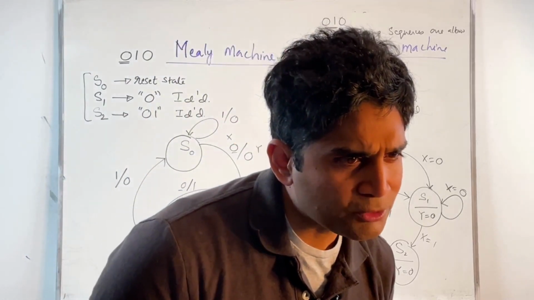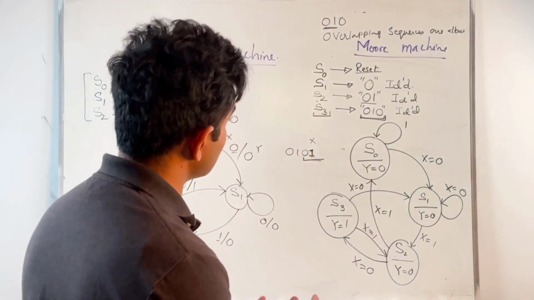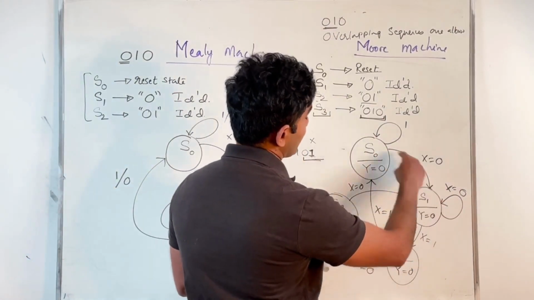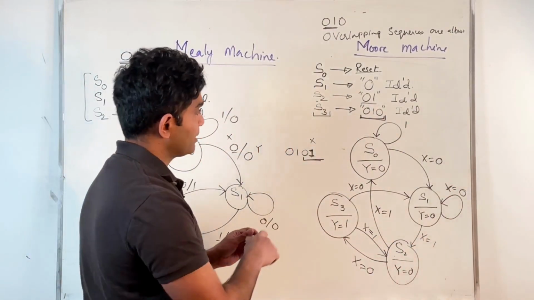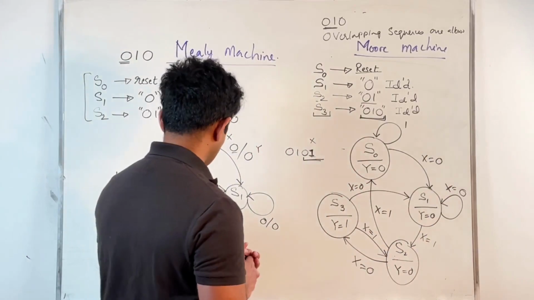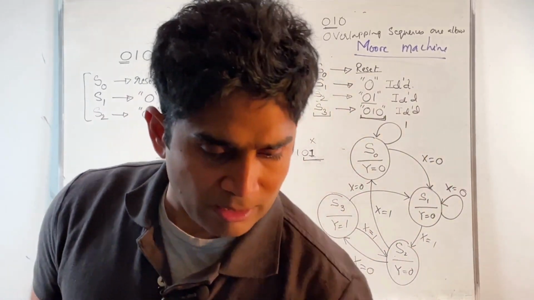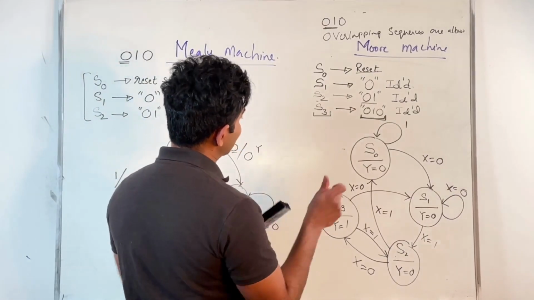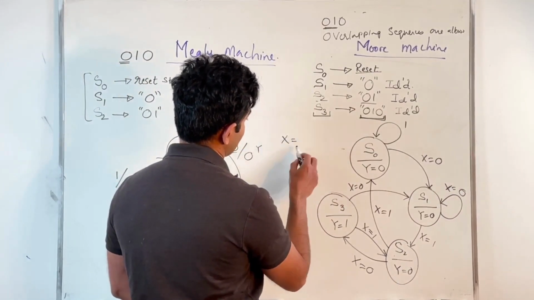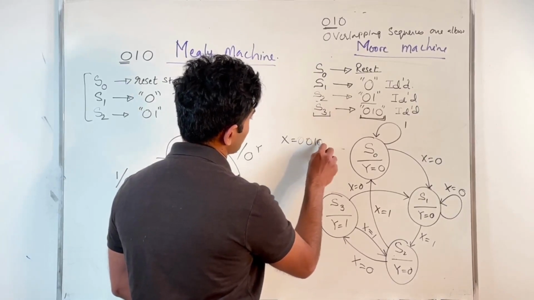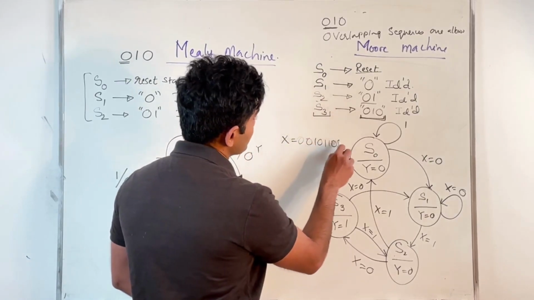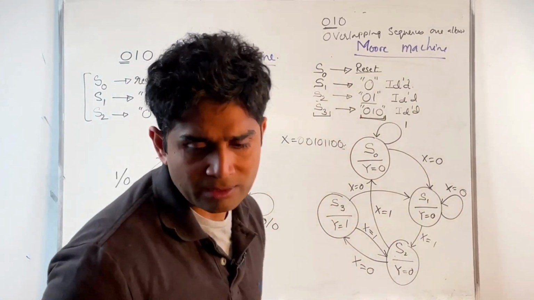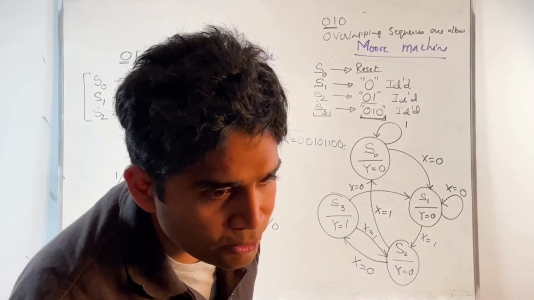Okay, so S1 goes back to itself when there is a 0. Yes, that's correct. So now you can go through this state diagram with any arbitrary sequence. This is a good way to validate your state diagram. You can choose any arbitrary sequence, let's say 0, 0, 1, 0, 1, 1, 0, 0, and so on, and run it through your state diagram.